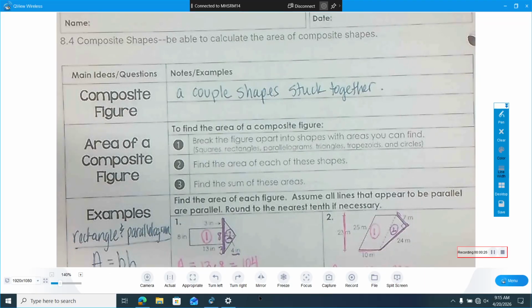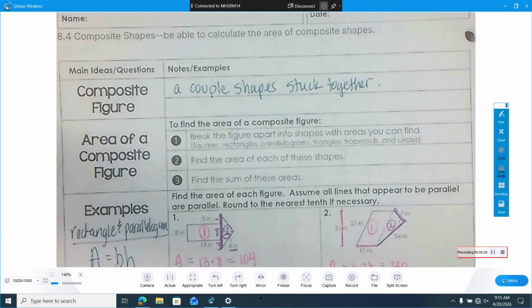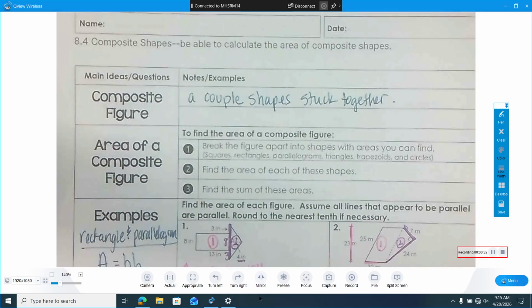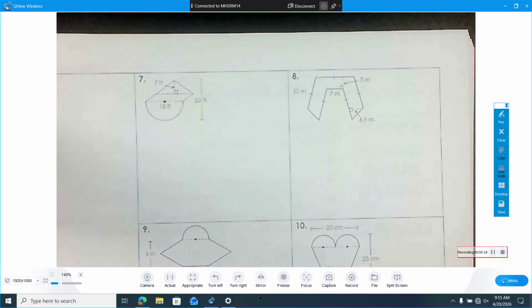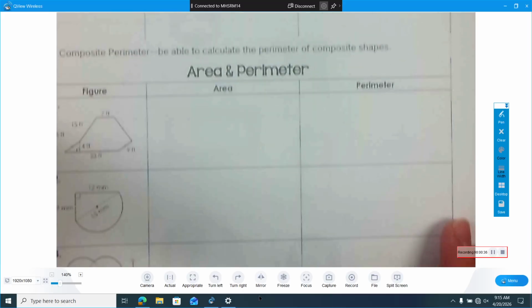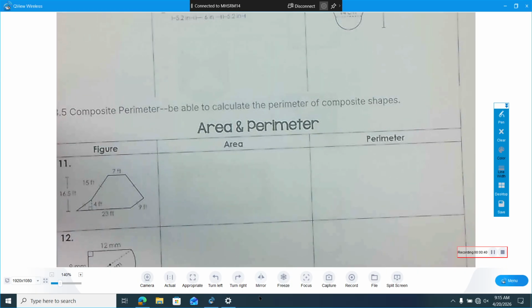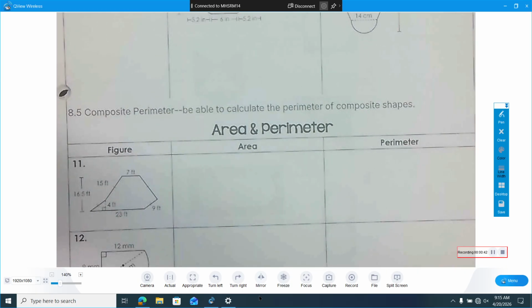So we already did this page, 8.4 composite shapes. We're going to turn the page though and do the back side. So turn it over. And we're here on 8.5, composite perimeter and area.